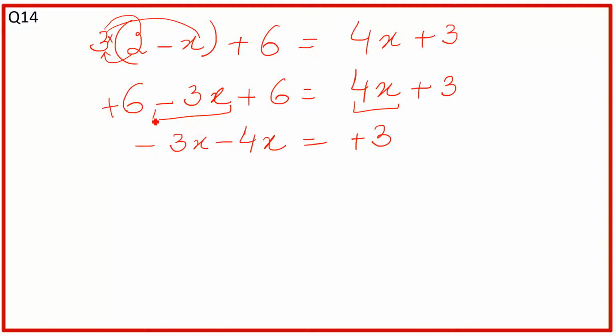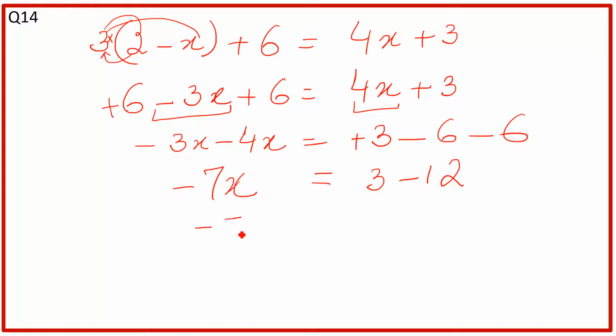Positive 6, positive 6. So we have to take the transpose of these two 6 as well. It will be negative 6, negative 6. Then we will take it to the other side of the equation. This is negative 3x, negative 4x, which will equal negative 7x. And here is 3 with positive and then negative 6. One more step, it will be 6 minus 6 plus 3, which is equal to negative 9. See, we have negative on both sides of the equation, so we will cancel. Now we have only 7x is equal to 9, but we need only x.